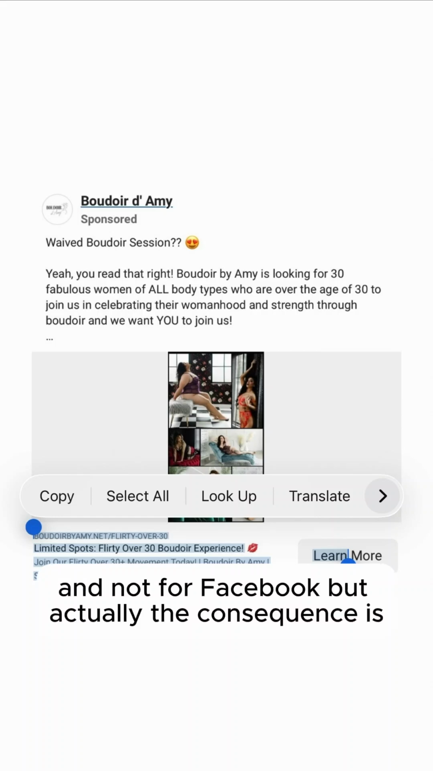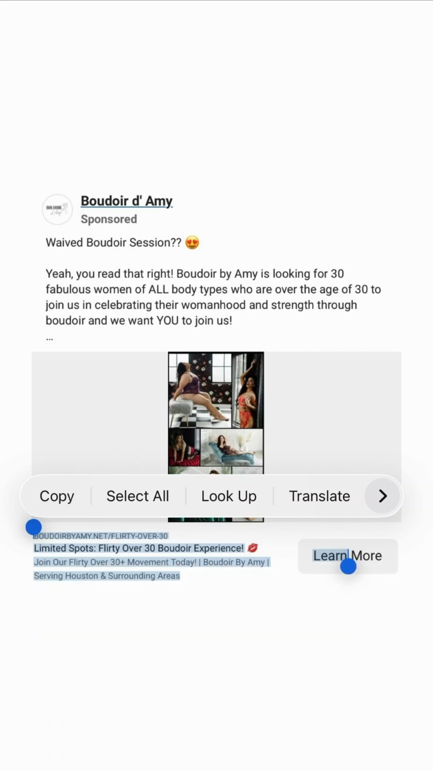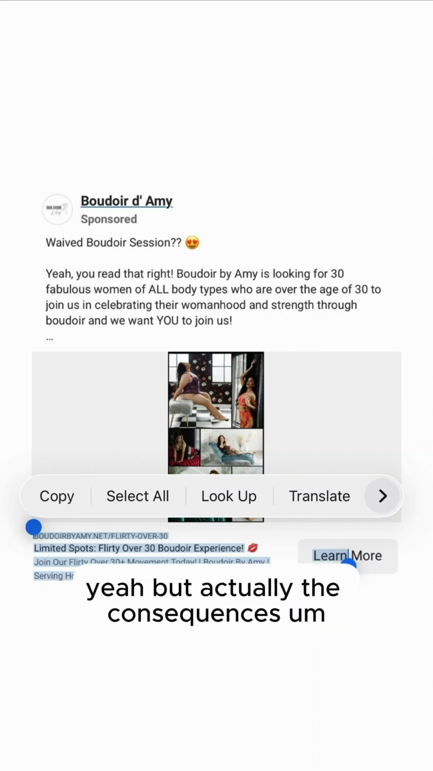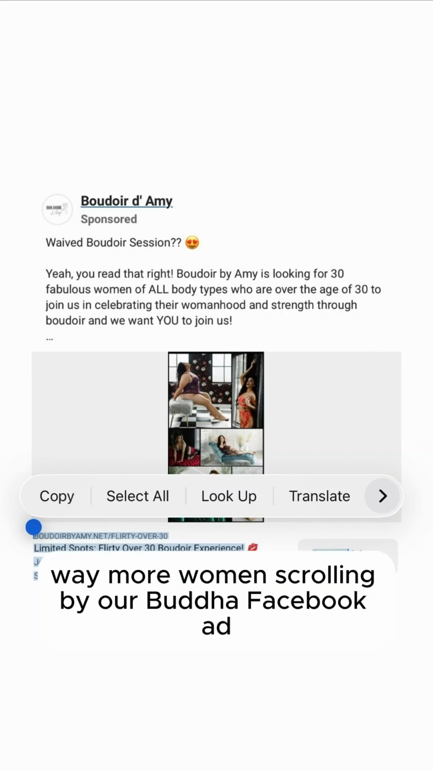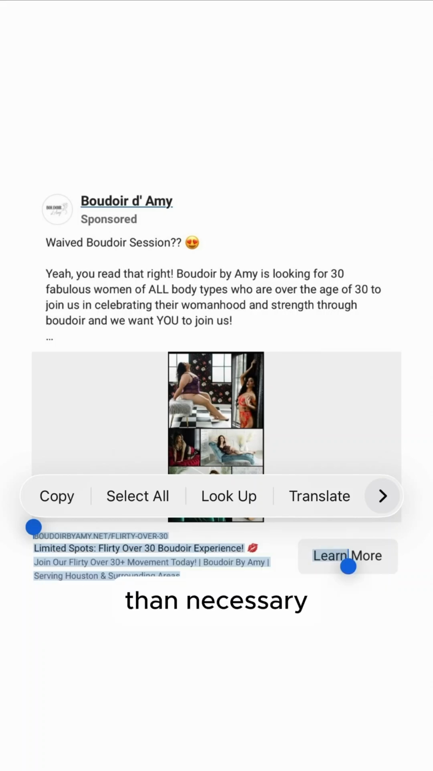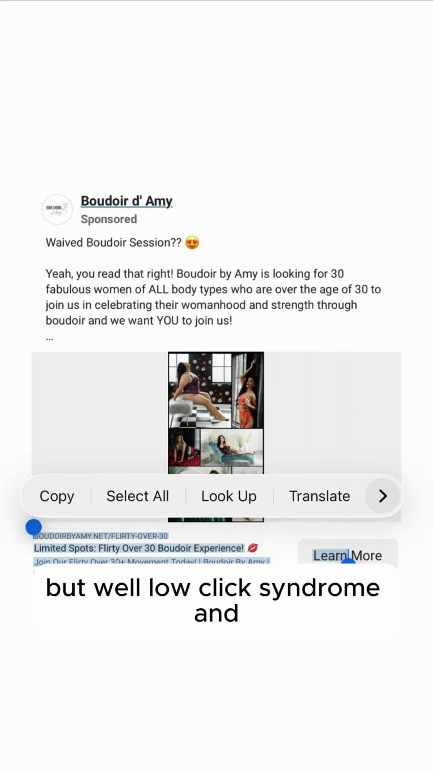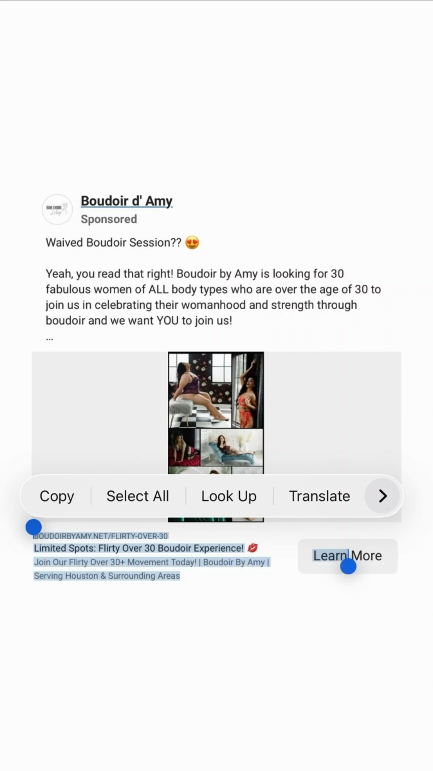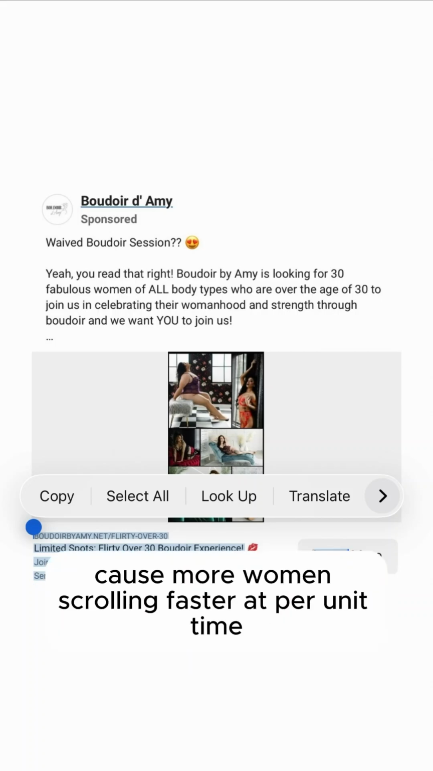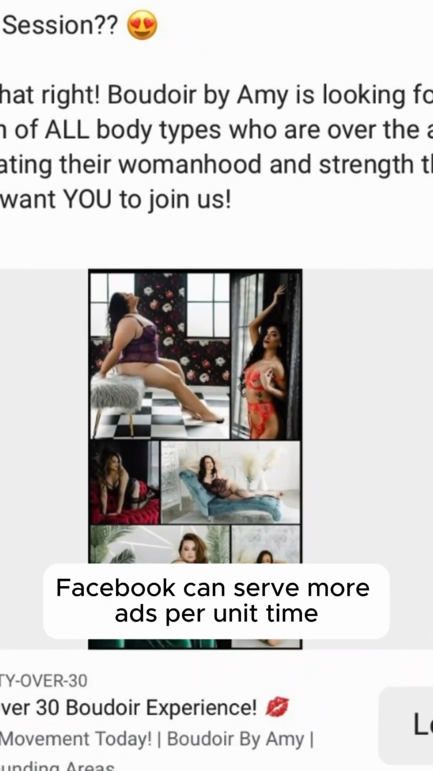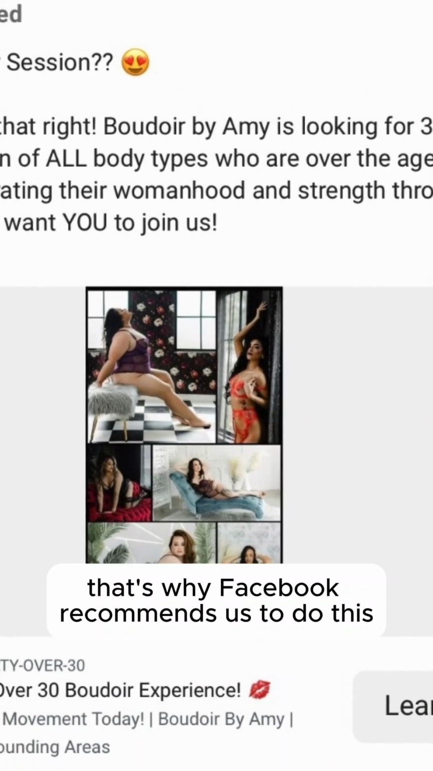But actually the consequence is way more women scrolling by our boudoir Facebook ad than necessary, which pulls our unique CTR under 6% and contributes to BLCS, boudoir low click syndrome. Facebook actually makes more money per unit time from this, because with more women scrolling faster, Facebook can serve more ads per unit time. That's why Facebook recommends us to do this.